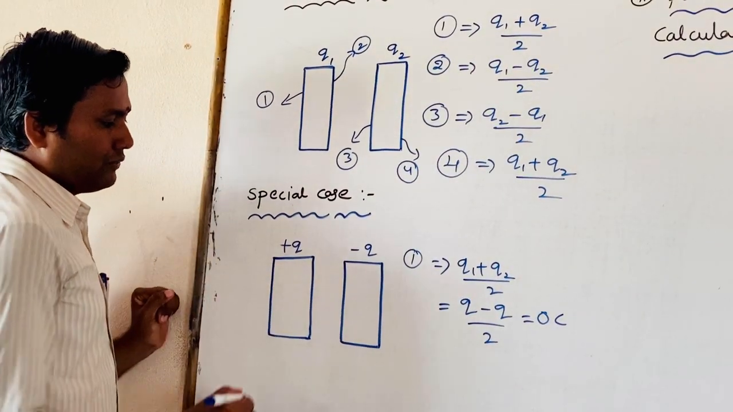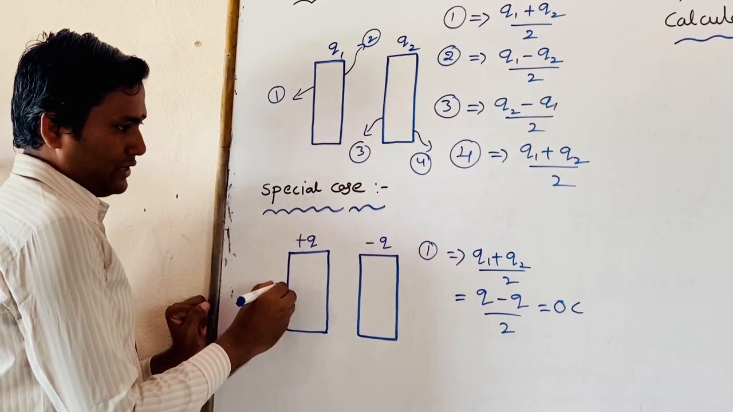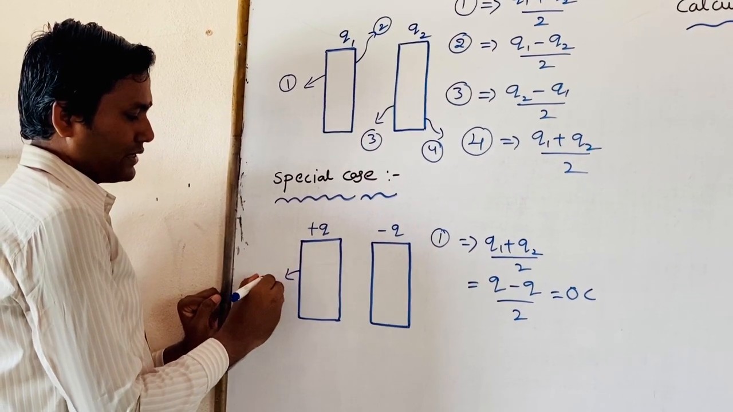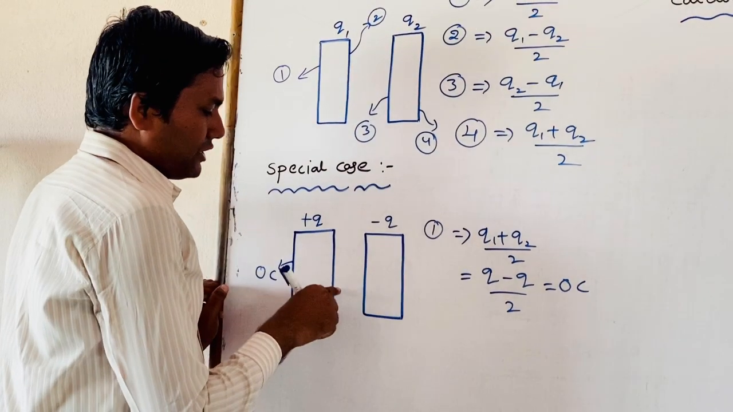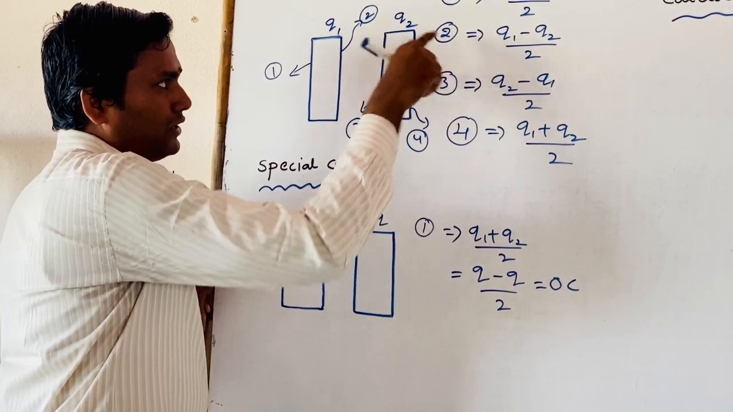So, what is the charge on the outer surface? Here, what charge can we write? This contains no charge, 0 coulomb. Now, what is the charge on the second surface? What is the formula for the second one?